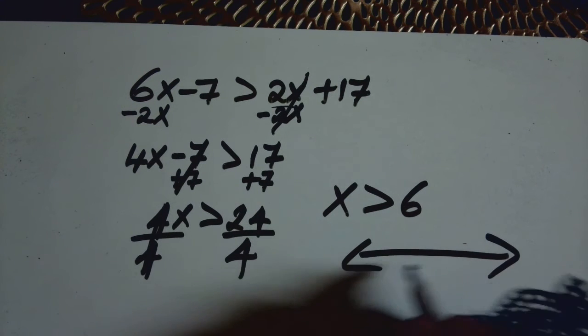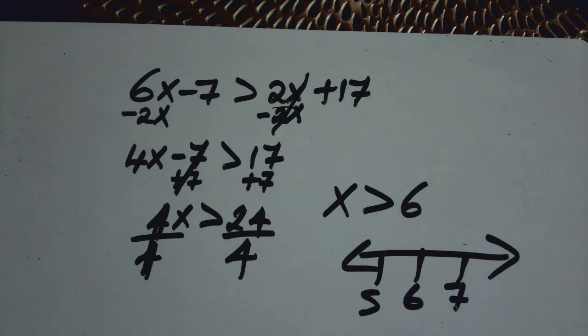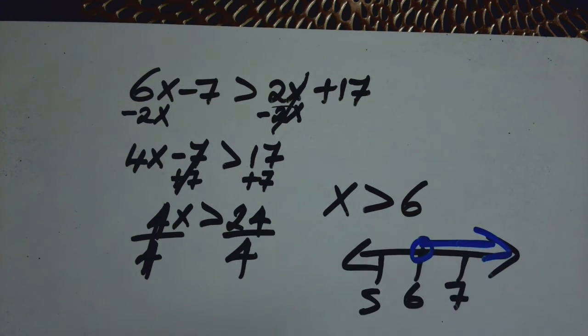So again, they want you to graph it. 6. This would be 7, this would be 5. It is not including 6. So let's go ahead and make an open circle. And we can see it's headed up the number line. So that's perfect. So anyone who knows how to read math knows exactly what you're saying right there.